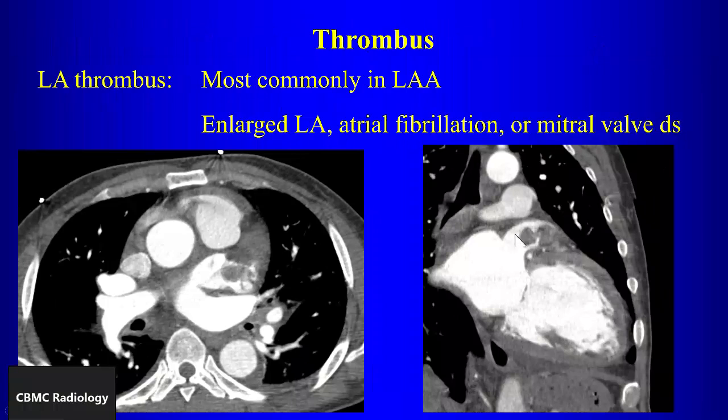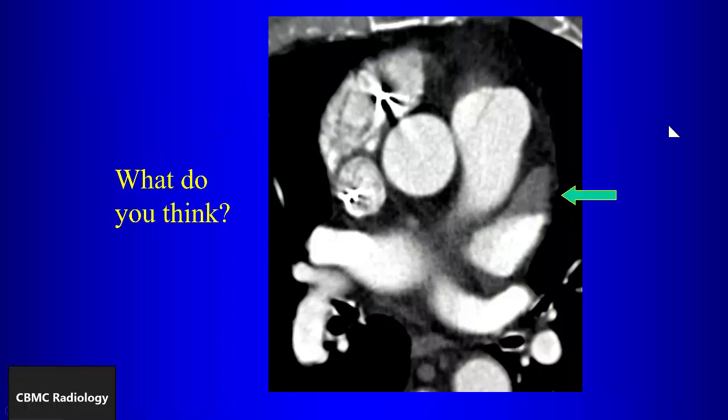Here's a nice two-chamber view showing you the thrombus in the left atrial appendage. Remember that because of the narrow opening, there's a lot of stasis and blood flow in this region. So it's a very common location to develop clots in the left atrium.